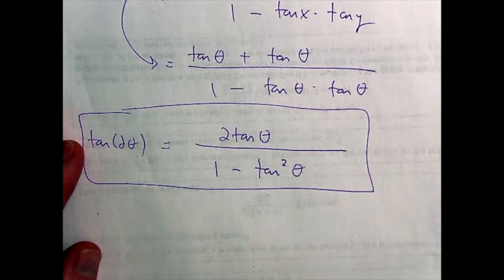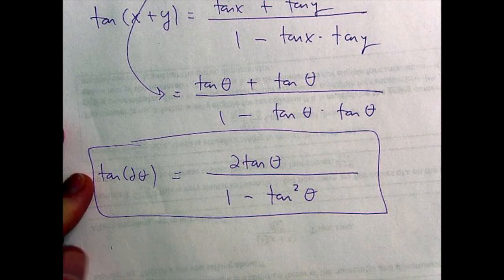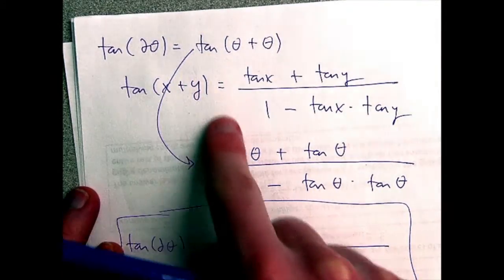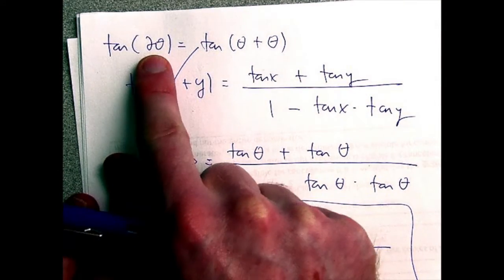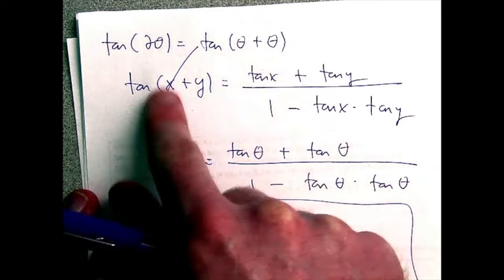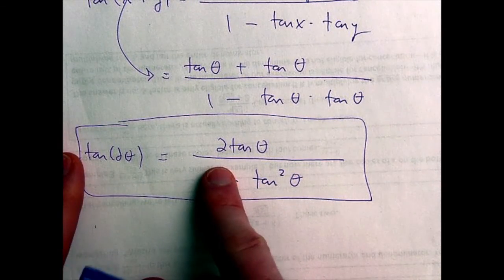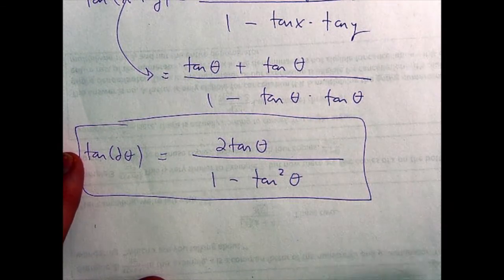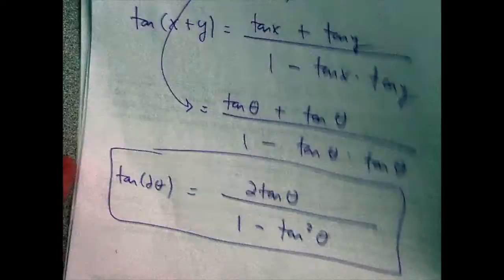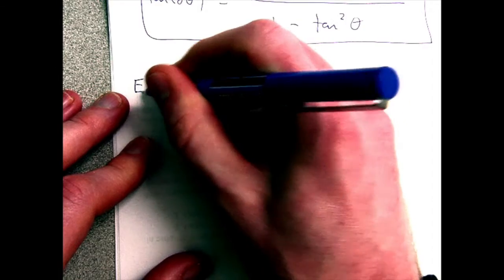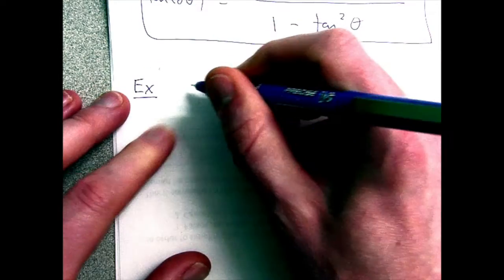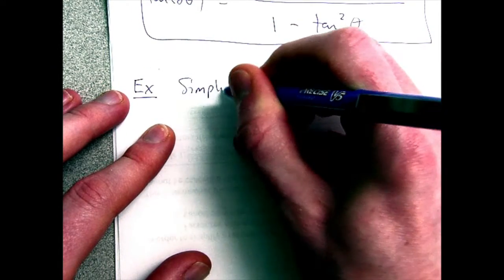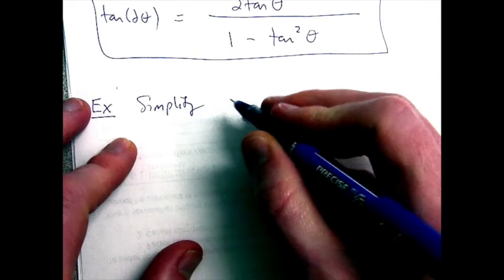Some of the identities we've derived have been a little crazy, but you should be able to derive these, right? You should be able to say that 2 theta is theta plus theta, and then apply the angle sum formula and simplify, okay? That's definitely something that you can handle. Well, okay, let's do maybe just like one or two examples using these new formulas we have. Suppose that I asked you to simplify the following expression.